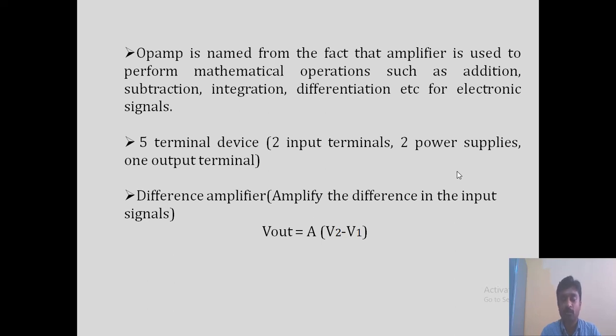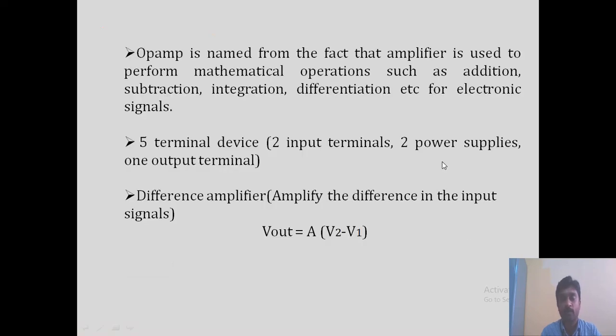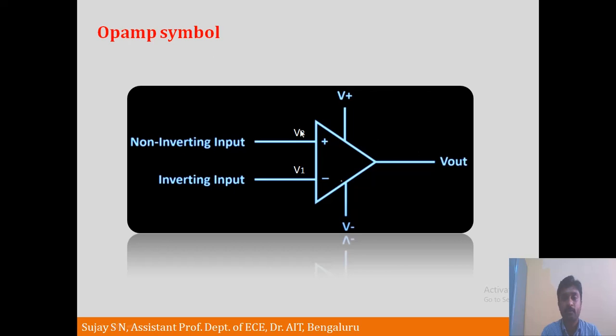And how is this Opamp going to give the output V0? What is the relationship between V0 and V2 and V1? If you look at that, it will act as a difference amplifier. A difference amplifier, in the sense, is going to amplify the difference between the 2 input signals. The 2 input signals are V2 and V1. The difference between these 2 gets amplified and will be available at V0.